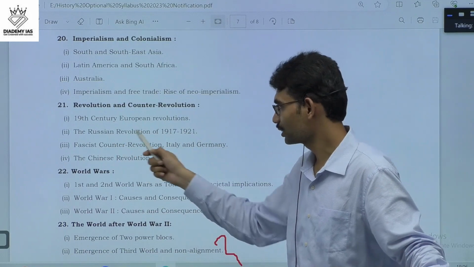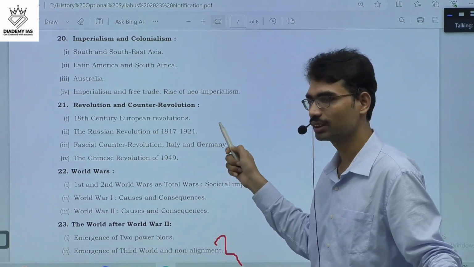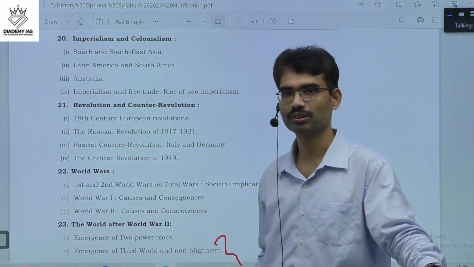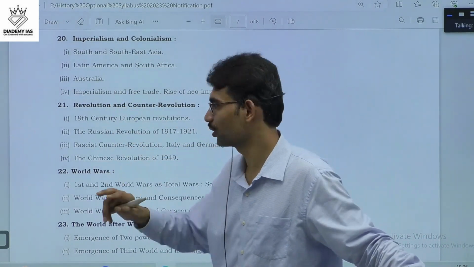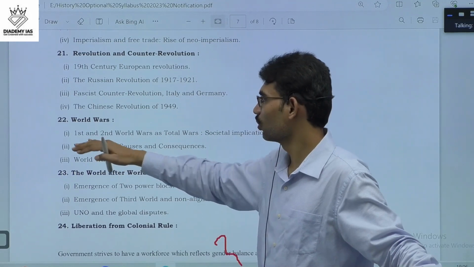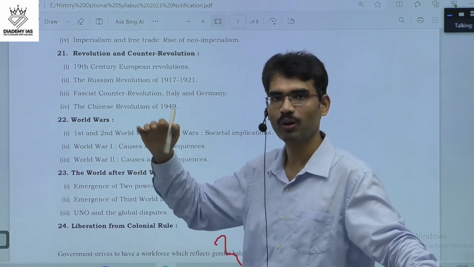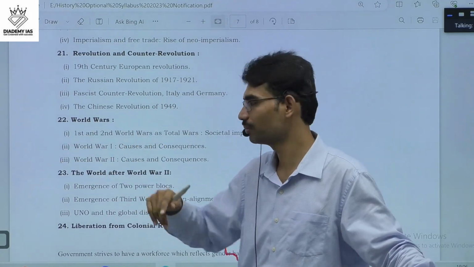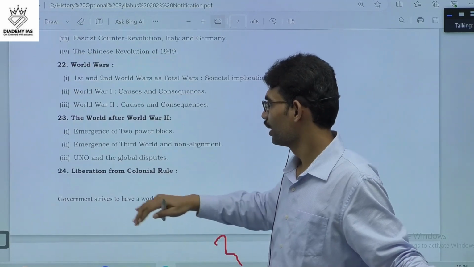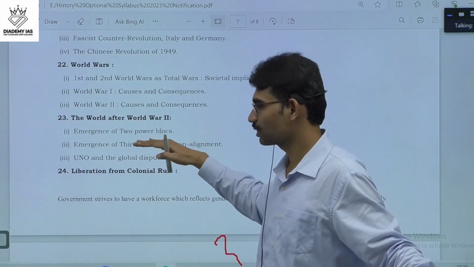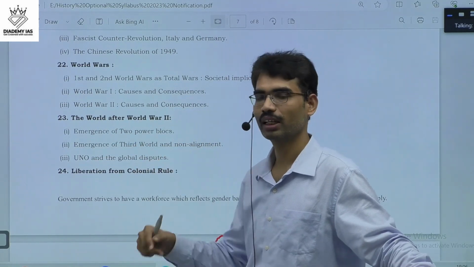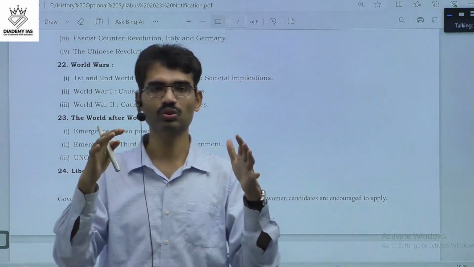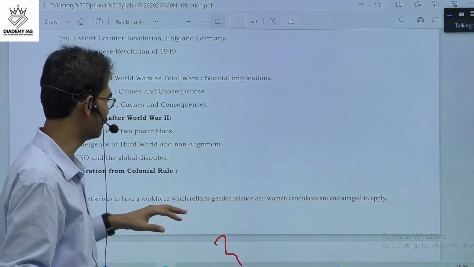Now revolution and counter-revolution: the Russian Revolution, the Italian Revolution, Germany and the Chinese Revolution. Now you see revolutions, how people reacted to the existing political administration. Now two world wars, First World War, Second World War, politics, conquest, again the same, political administration. Then the world after the two wars, emergence of two world powers, emergence of the third world and UNO, a new kind of organization to settle disputes, political administration.